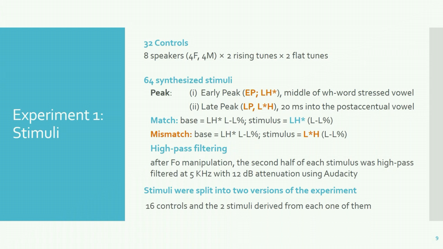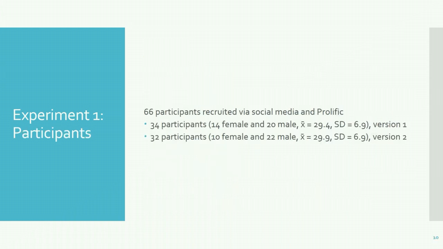Then our stimuli were split into 2 versions of the experiment. So we had 16 controls and the 2 stimuli derived from each one of them. Let me now tell you a bit about our participants. So 66 participants were recruited via social media and Prolific, and 34 participants did version 1, while 32 participants did version 2. And now it's time to look at the results.